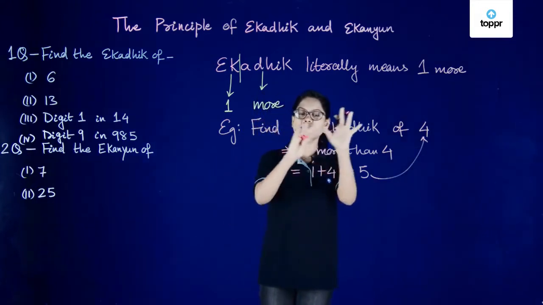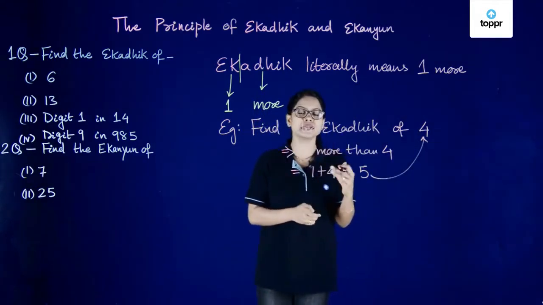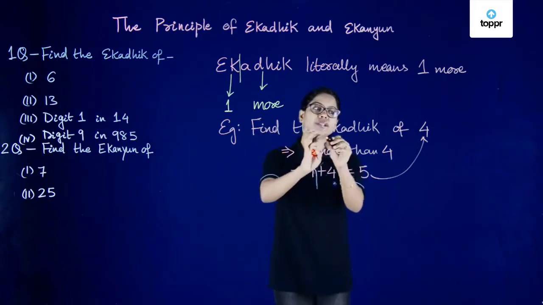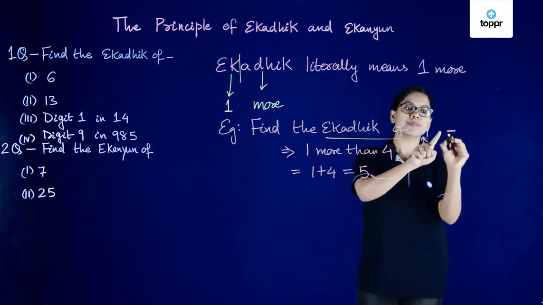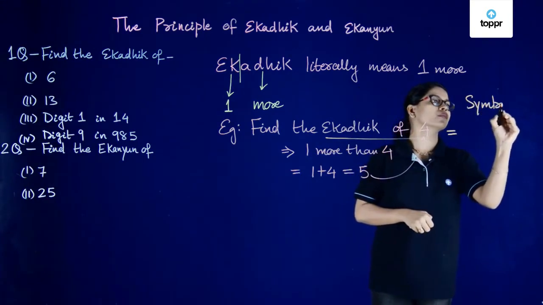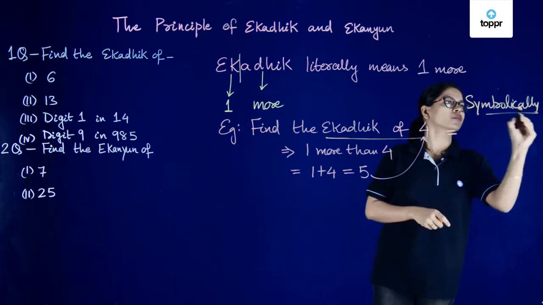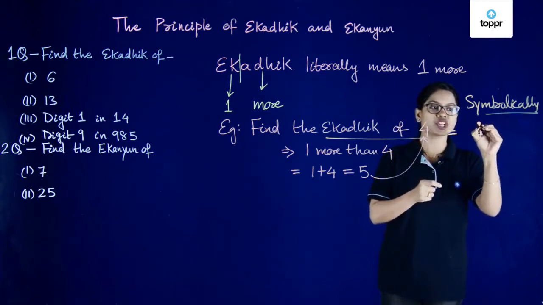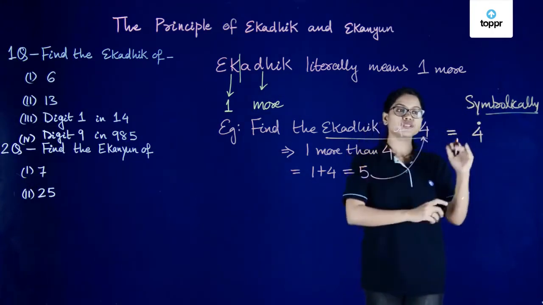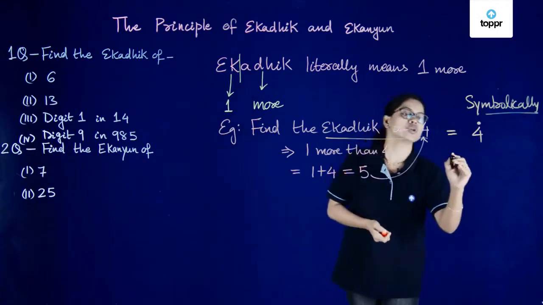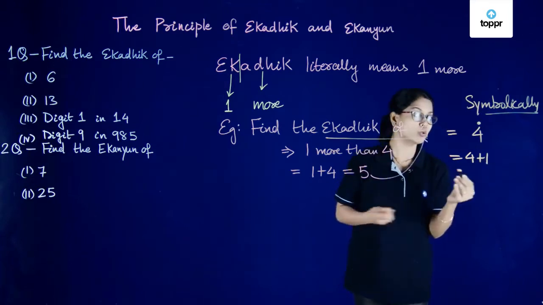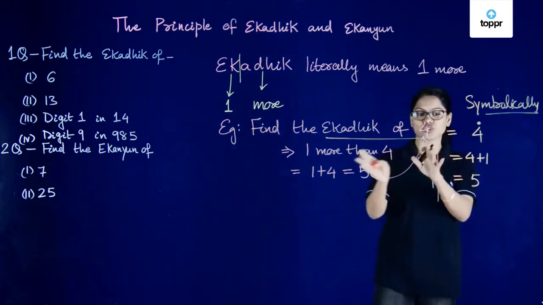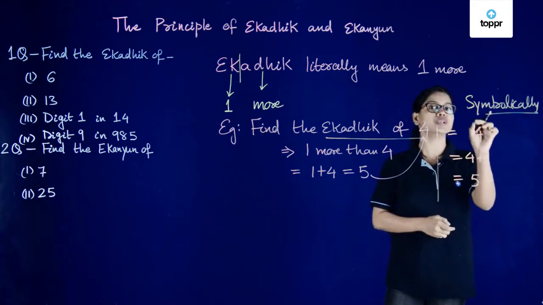Now, whatever we have done, we can also represent it using symbols so that it's much shorter and more convenient. We have a symbol that represents Ekadhik of 4. So, Ekadhik of 4 is written as the number, and Ekadhik is represented just by a dot above the number. So, this means 4 with a dot above it means Ekadhik of 4. That's equal to 4 plus 1, since we know Ekadhik means plus 1, and that's equal to 5. So, we have done the same thing in both sections, but here we have represented it using the symbol.